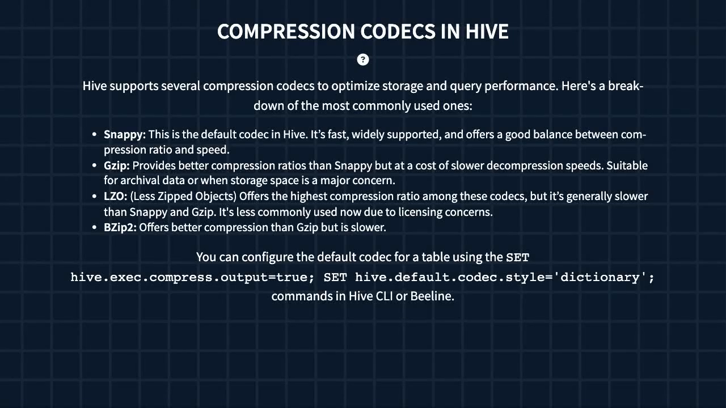Okay, let's talk about compression in Hive. When you're storing data, using a compression codec can really help save space and speed up queries. Hive has a few options available. The default is Snappy. It's super fast for both compressing and decompressing the data. Then there's gzip, which gives you better compression but takes a little longer to work with. LZO used to be popular for its really tight squeeze, but it's less common these days due to licensing issues. And finally, bzip offers even more compression than gzip but can be slower still.